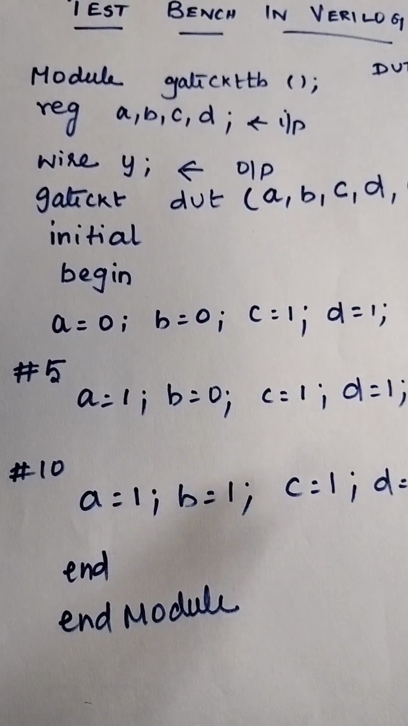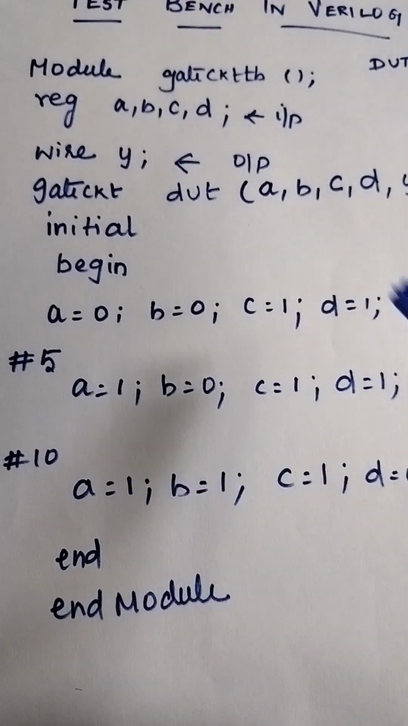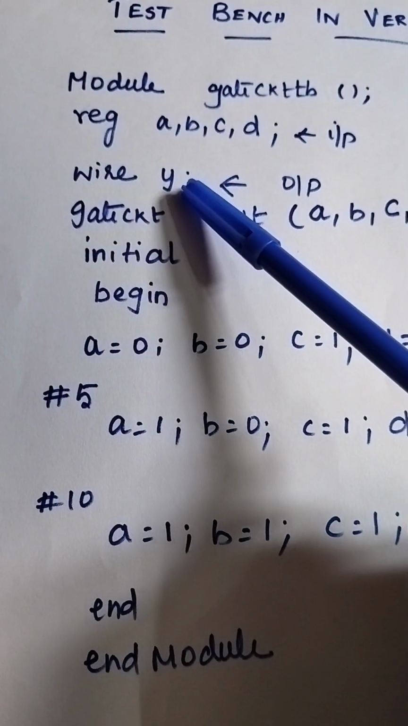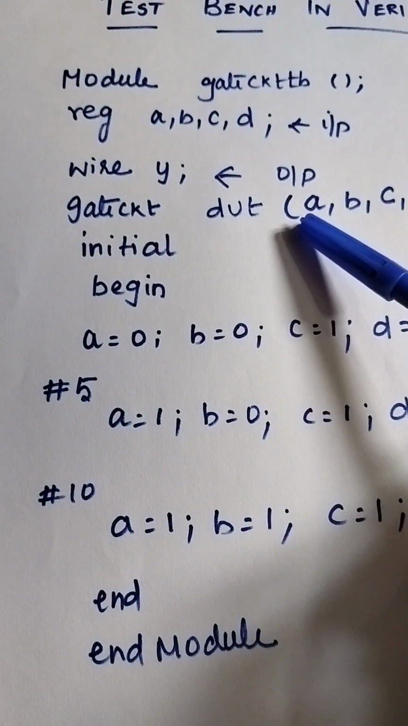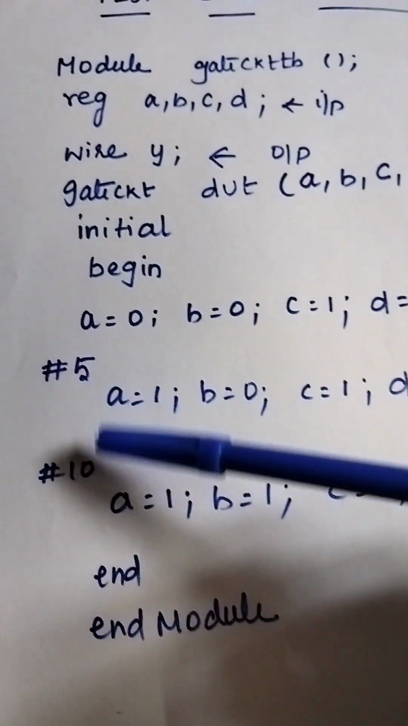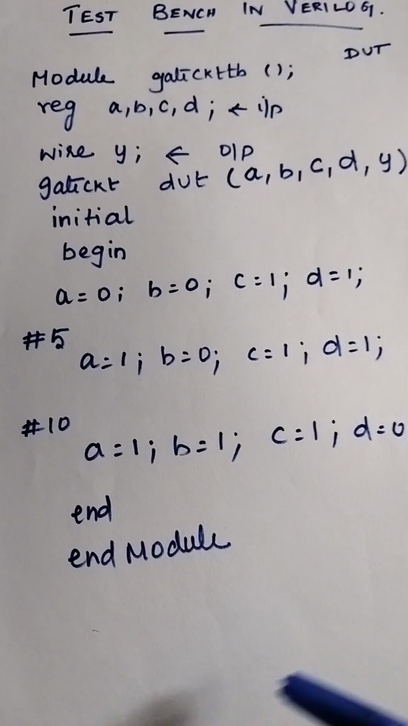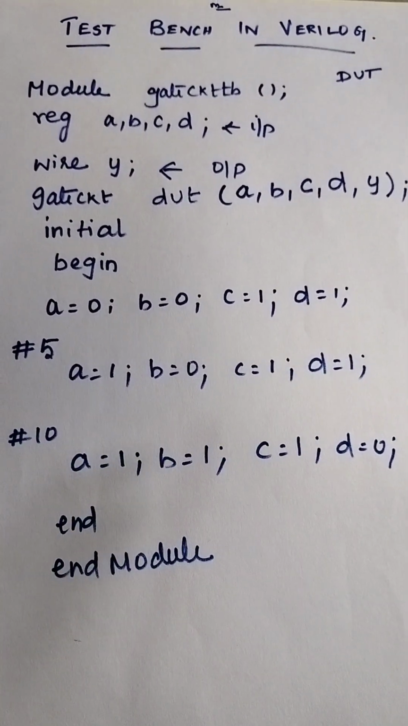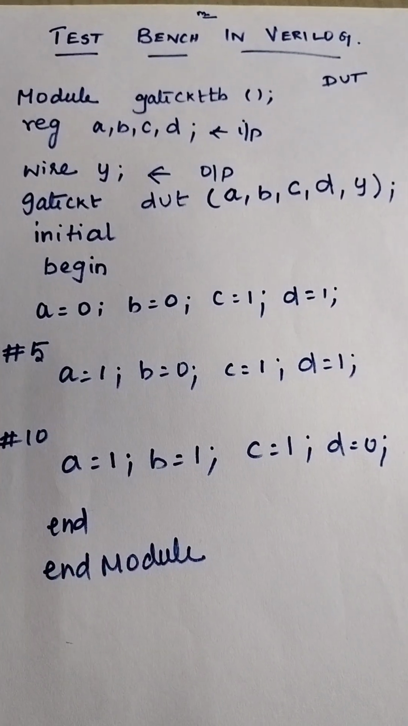So in this way you have to write the test bench. To write the test bench, what are the things you require? Input means reg, output means wire. This is for your instantiation. The program is instantiated. Then you should have your initial, begin, your input data, then end and endmodule. In this way you can write the test bench for any circuit if you know the logic.